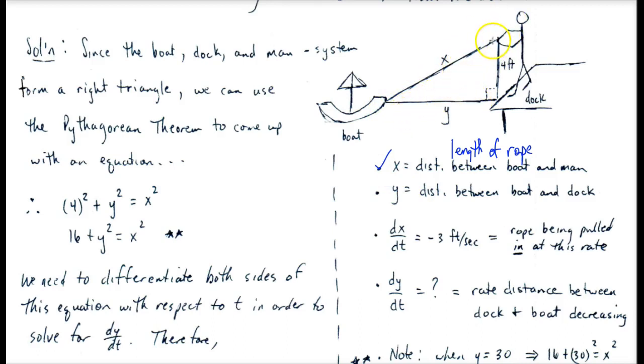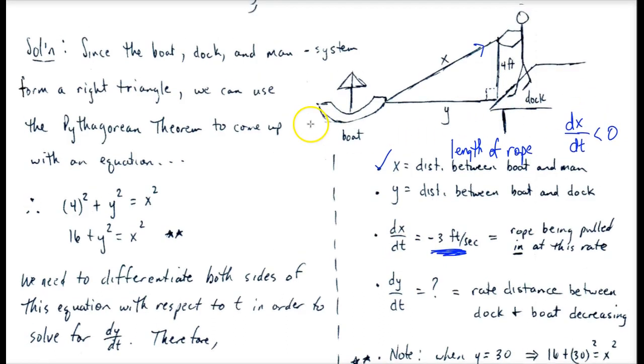And of course, as this person pulls in the rope, we know that the length of the rope is going to decrease. So if we say what is the change in the length of the rope, or the distance between the person and the boat, that should be less than 0. And because of that, this is why we have here that dx over dt should be negative 3 feet.